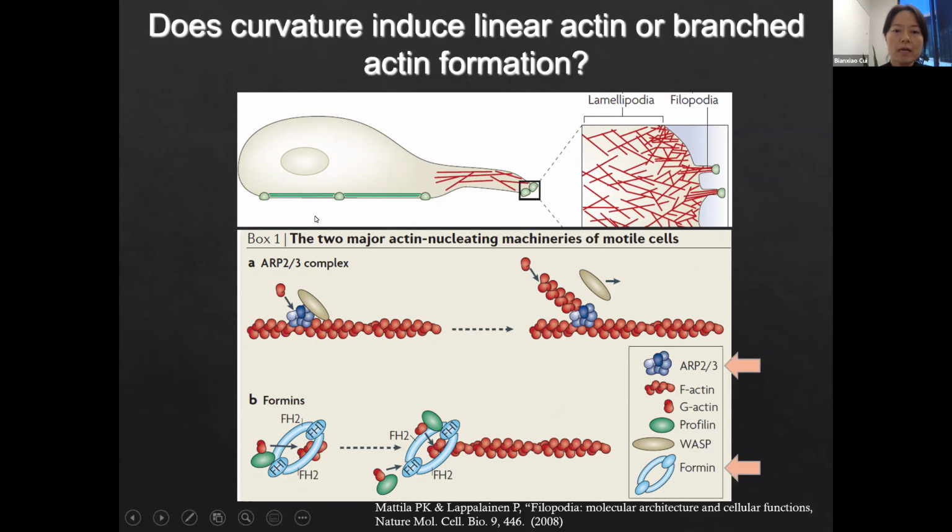But these two types of actin are actually polymerized by different protein initiators. The branched actin is polymerized by Arp2/3 complex, and the linear actin is polymerized by formin. And formin produces linear actin. So we decided to look at how the actin initiators distribute along the nanopillars or nanobars.